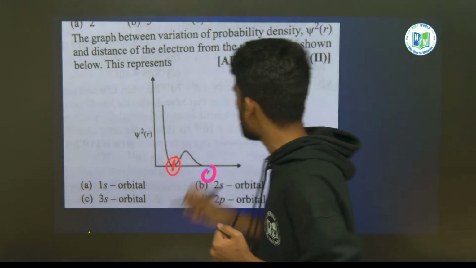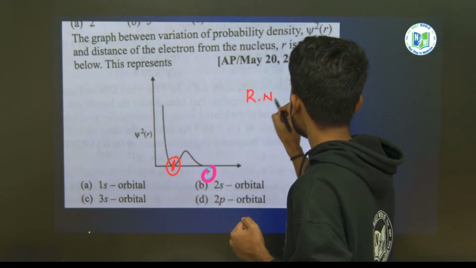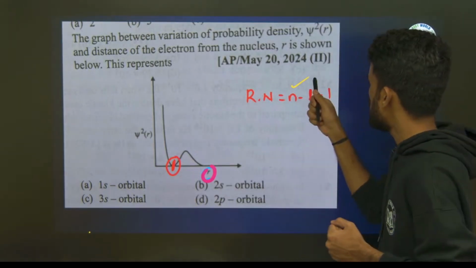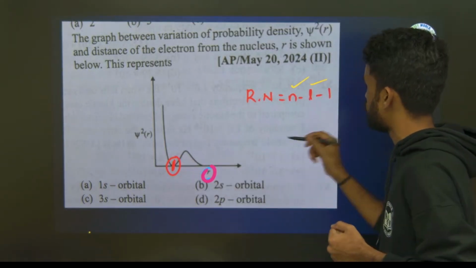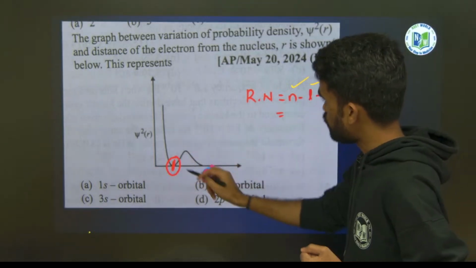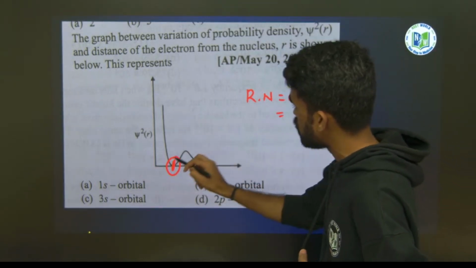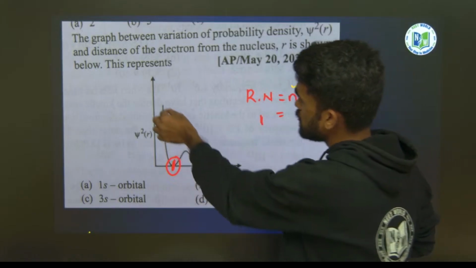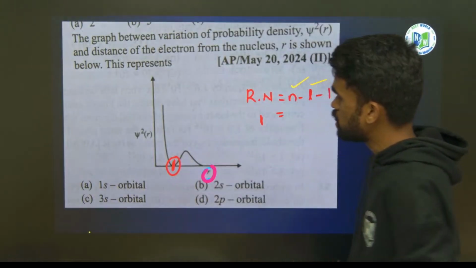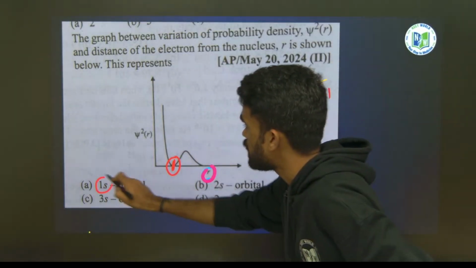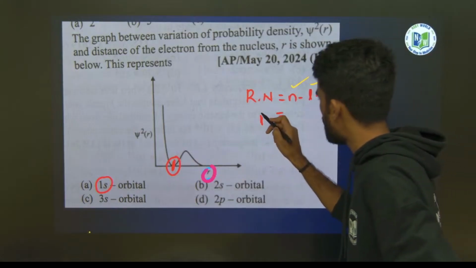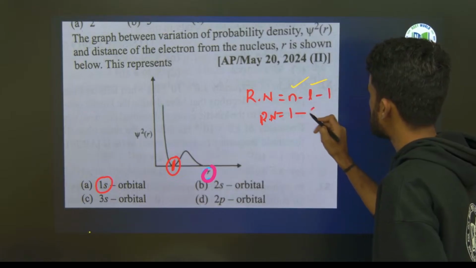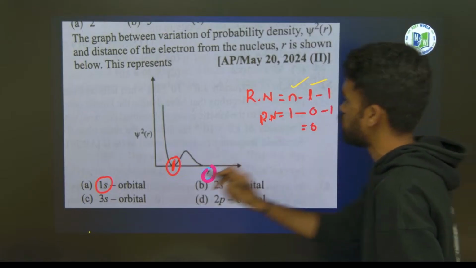So what is the radial node formula? Radial nodes equals n minus L minus 1, where n is the principal quantum number and L is the azimuthal quantum number. Here radial nodes are 1. The graph is starting from maxima, right? Now for 1s, how many radial nodes are possible? For 1s, n value is 1, L value is 0, and minus 1, so radial nodes is 0 for 1s.